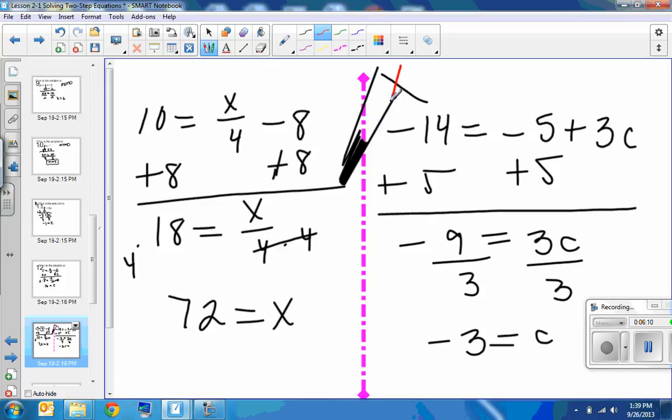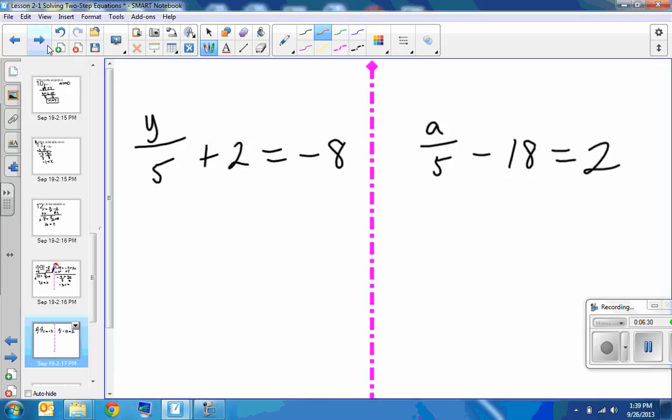Over here, this is like the one we put a star next to. You want to make sure that you look at the number or the sign in front of the number. So with the negative, I'm going to add 5 to both sides. I get a negative 9 equals 3c. Divide both sides by 3. And negative 9 divided by 3 is negative 3. Go ahead and try 2 more on your own.